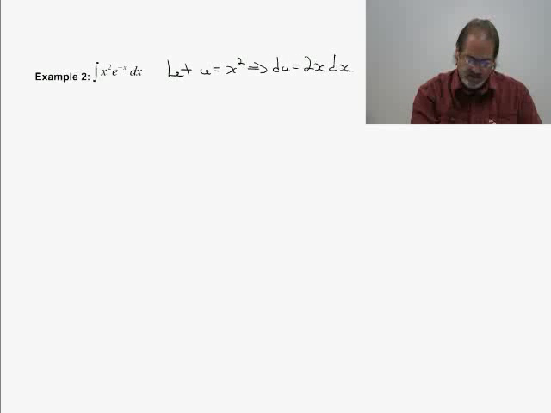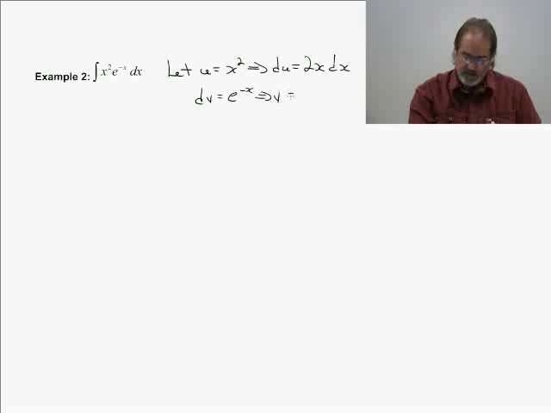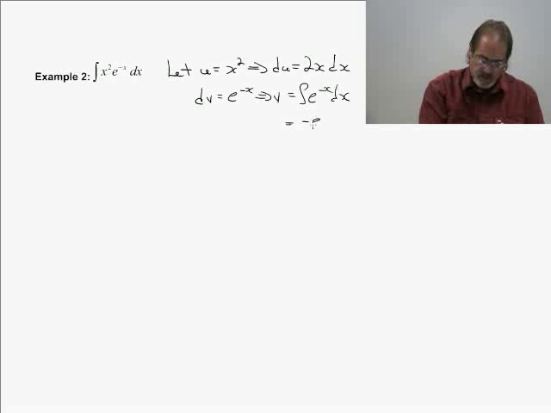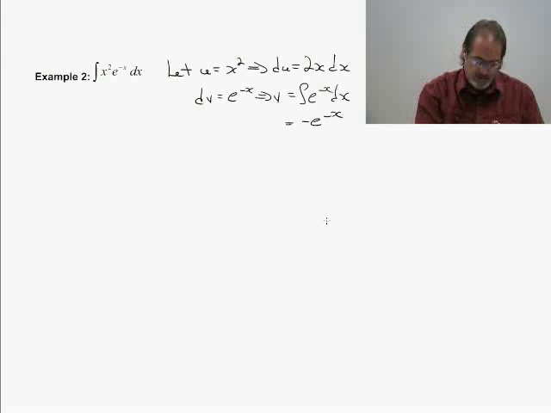So I'm going to say dv equals e to the negative x, which means that v equals the integral of e to the negative x dx, which equals a negative e to the negative x. So now once again, I have my components. Therefore, based on integration by parts, the integral of x squared e to the negative x dx will be equal to uv, which is x squared.